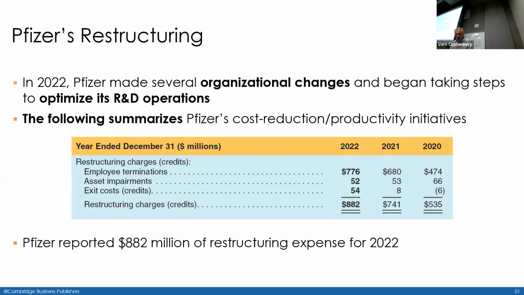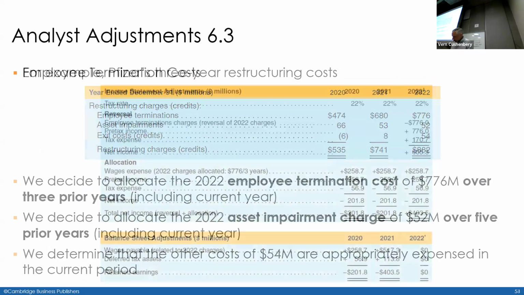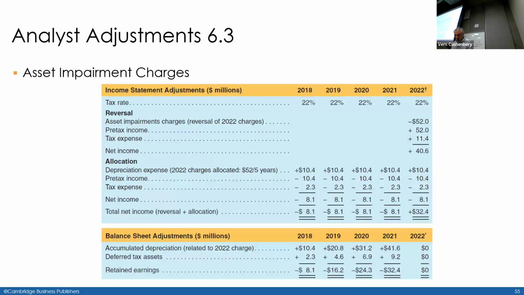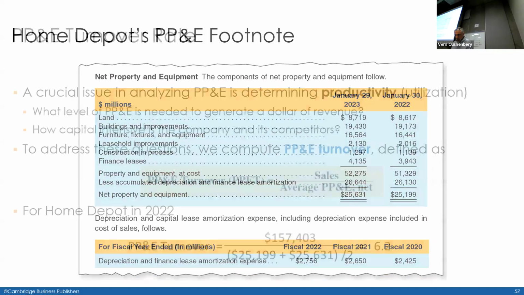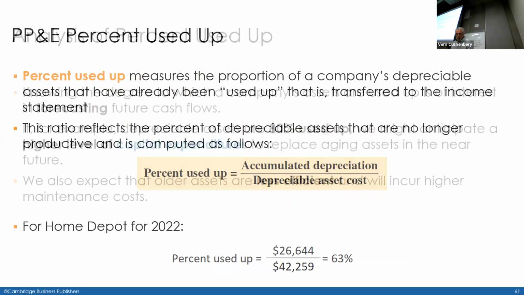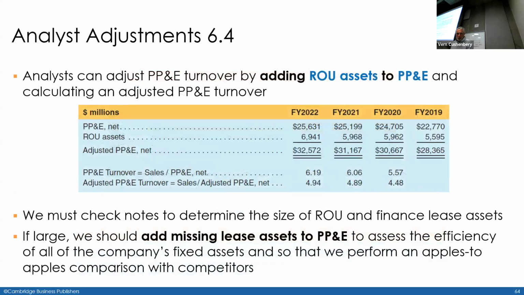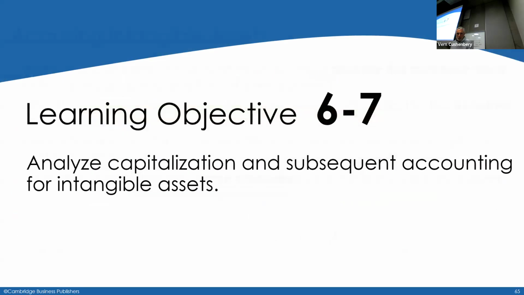Okay, the last thing I wanted to talk about tonight was back here on slide 66. Our authors go through property, plant, and equipment, and the property, plant, and equipment turnover ratio. Pretty simple stuff.